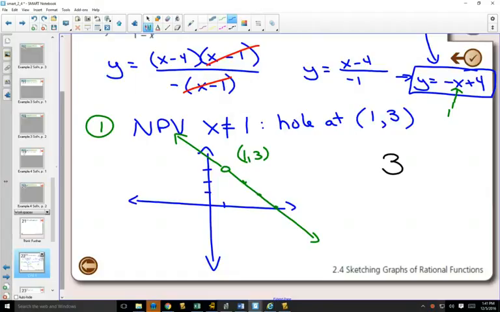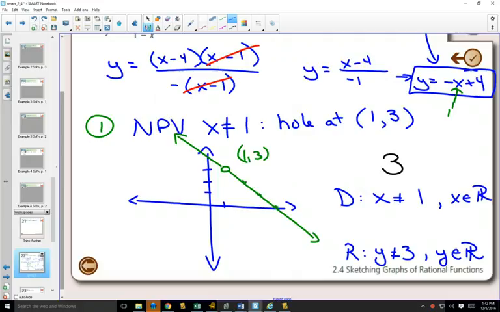Question number 3 for homework, we still have to do domain and range. Our domain is going to be that x can't equal 1, but x can equal everything else. Our range is going to be that y can't equal 3, but y can be anything else.